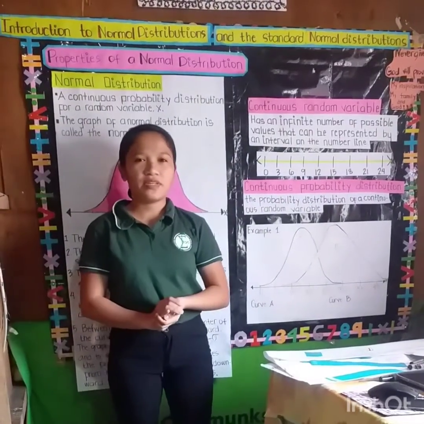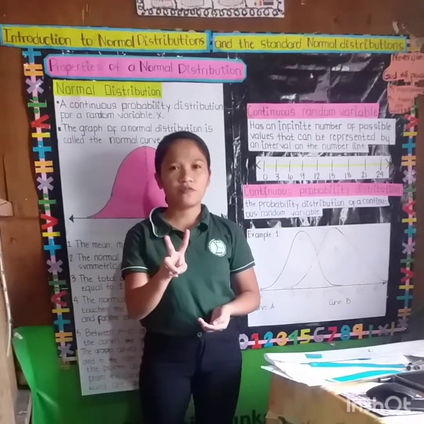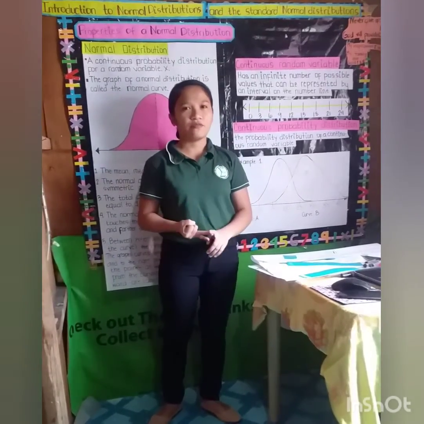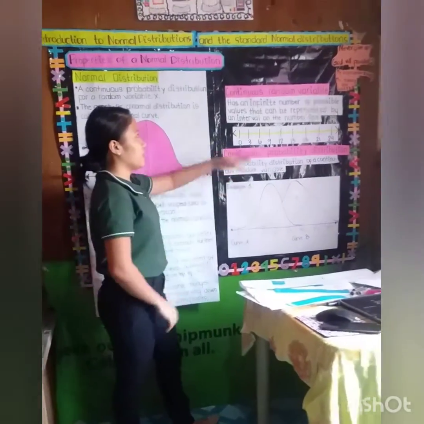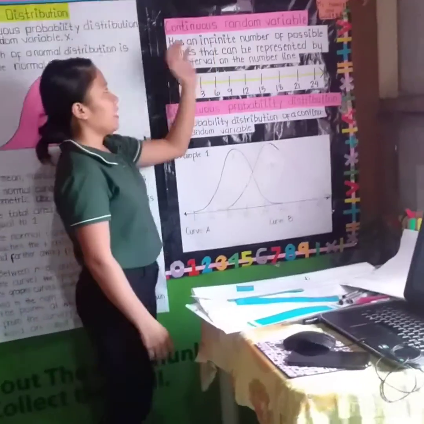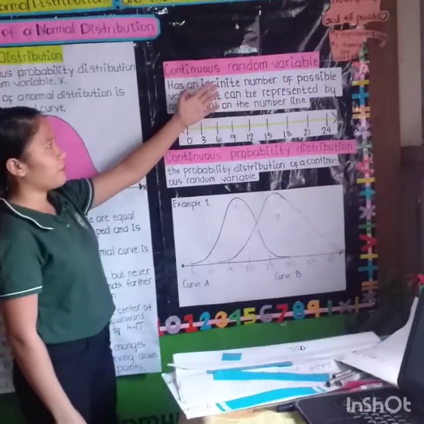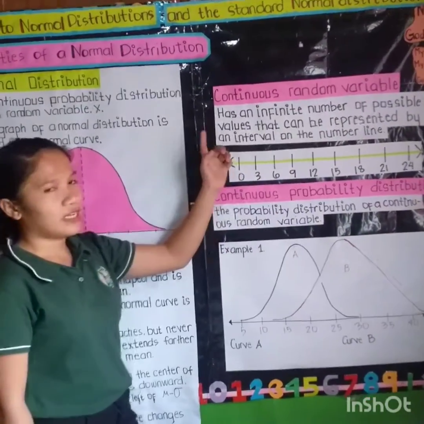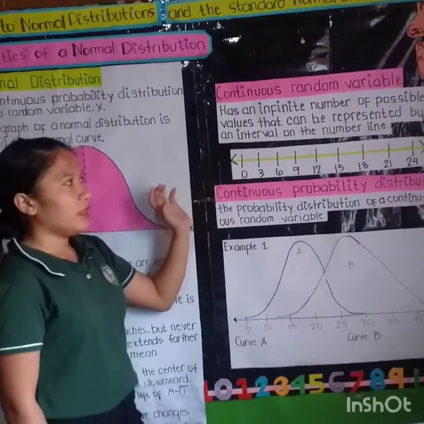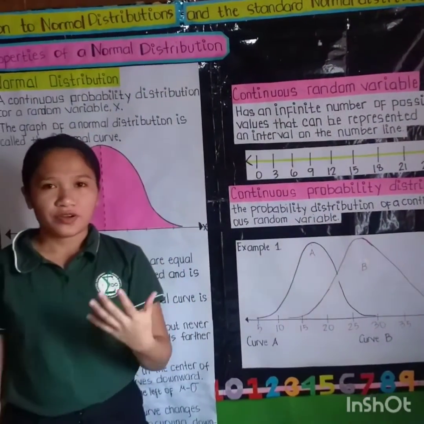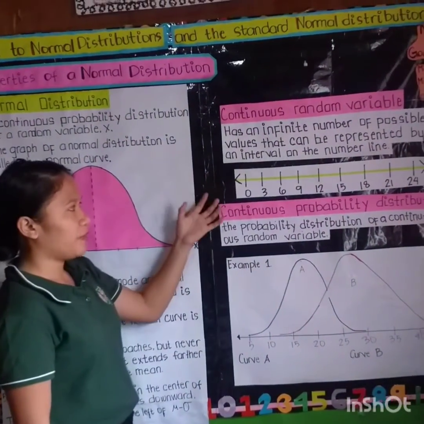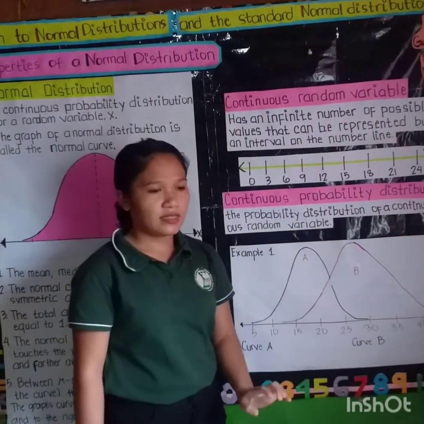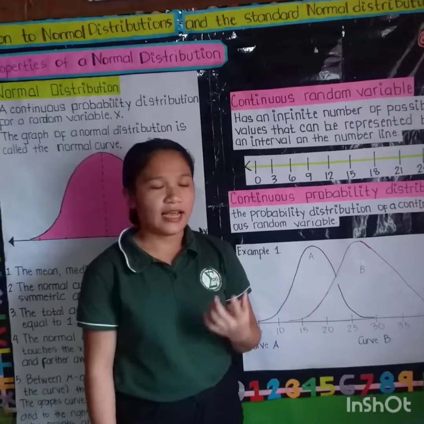Last meeting, we discussed the two types of random variables, the discrete random variable and the continuous random variable. The continuous random variable has an infinite number of possible values that can be represented by an interval on the number line. For example, the number of hours you are studying is between 0 and 24, since there are 24 hours in a day.